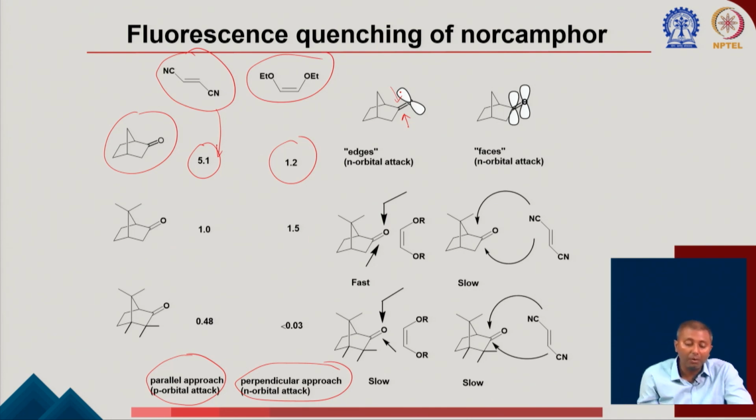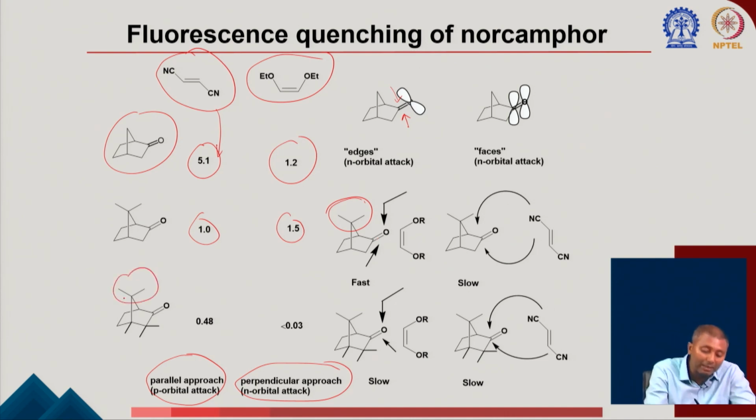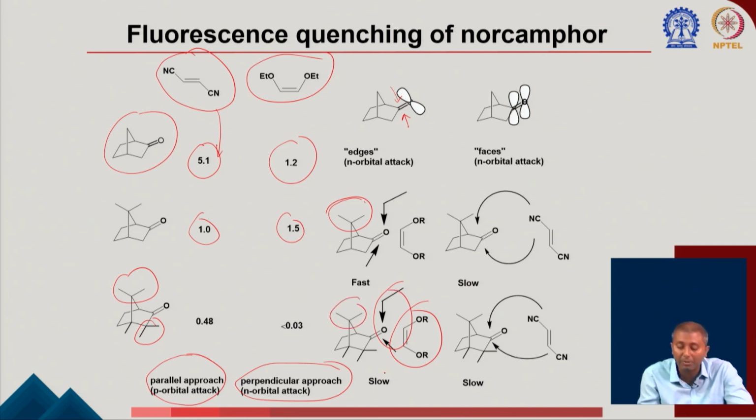But now, if you bring in some sort of a steric factor, that means a dimethyl group here, you see the ratio is not great. So there is not much selectivity between a perpendicular approach versus a parallel approach. But as soon as you bring this dimethyl on this carbon, now this approach becomes slow. The perpendicular approach between this group becomes slower once you have this bulky group here.